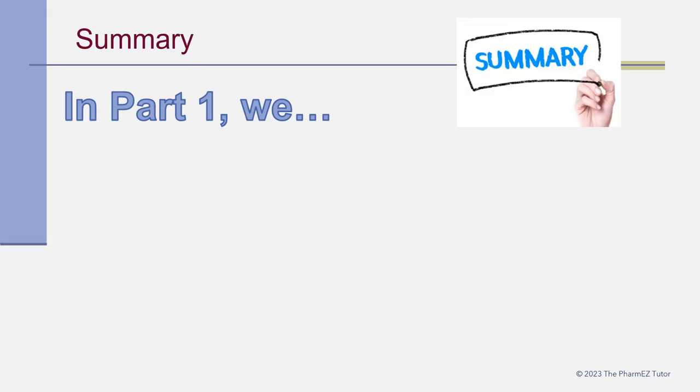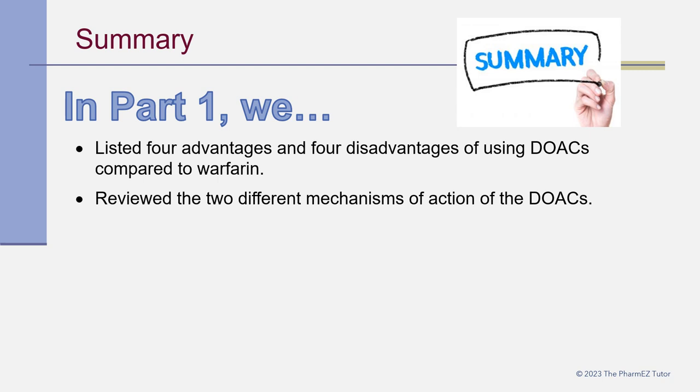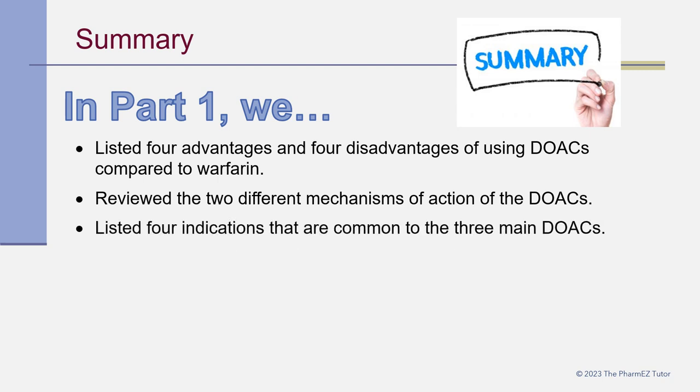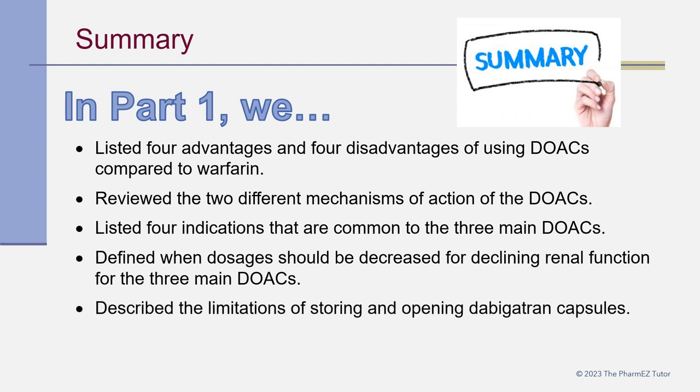To summarize, in part 1, we listed 4 advantages and 4 disadvantages of using DOACs compared to warfarin. We reviewed the 2 different mechanisms of action of the DOACs. We listed 4 indications that are common to the 3 main DOACs. We defined when dosages should be decreased for declining renal function for the 3 main DOACs. And we described the limitations of storing and opening the dabigatran capsules.